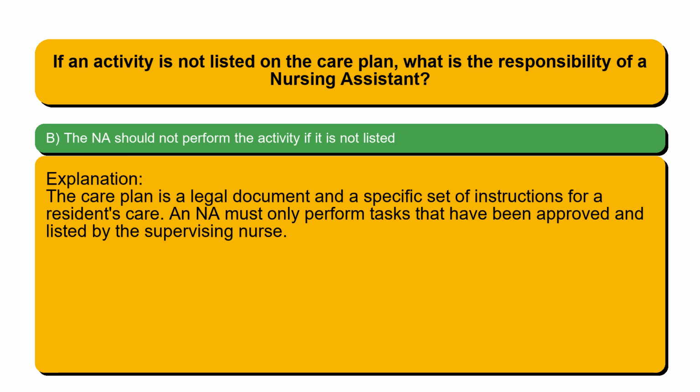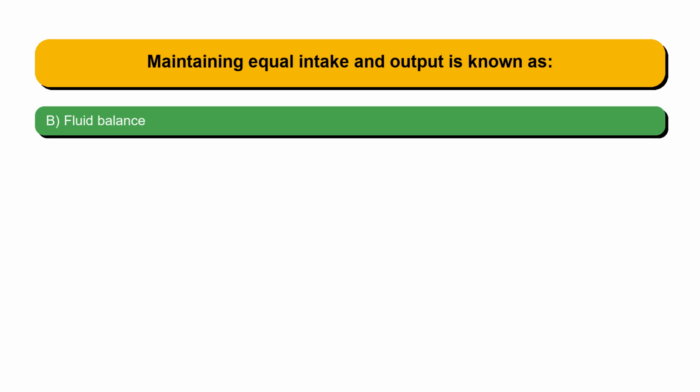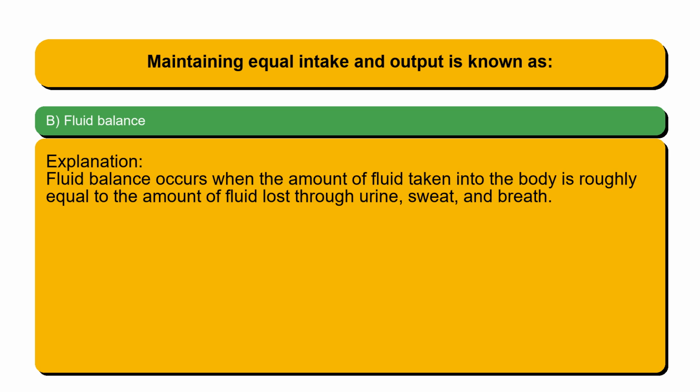The care plan is a legal document and a specific set of instructions for a resident's care, and NA must only perform tasks that have been approved and listed by the supervising nurse. Question 26. Maintaining equal intake and output is known as Option A. Metabolism. Option B. Fluid balance. Option C. Homeostasis. Option D is circulation. The correct answer is option B. Fluid balance. Fluid balance occurs when the amount of fluid taken into the body is roughly equal to the amount of fluid lost through urine, sweat, and breath.